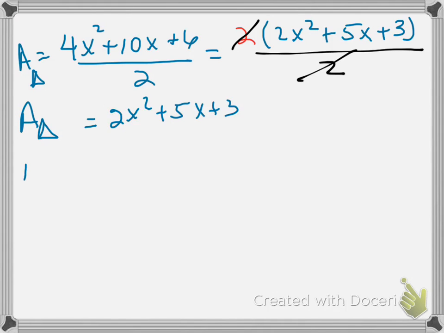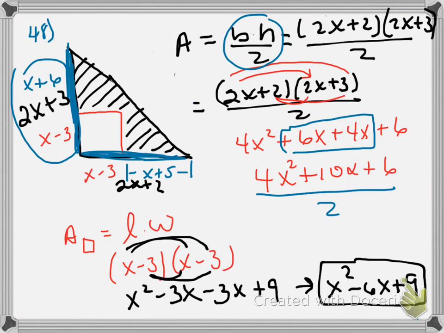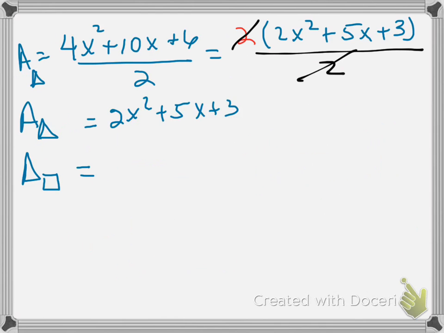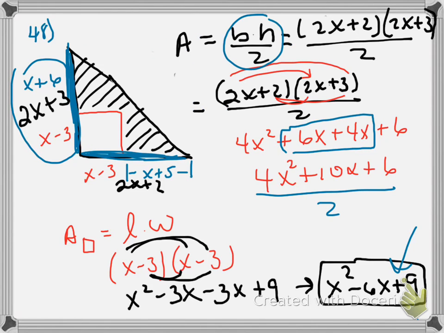Now remember, we had the area of a square as well. And so I'm going to go back and I'm going to put that down. So we're going to go back, and if you notice, it's x squared minus 6x plus 9. That's right here. That's the area of a square. So that's the area of the square. And I want to double check and just make sure I didn't write it wrong. Nope, that looks good.